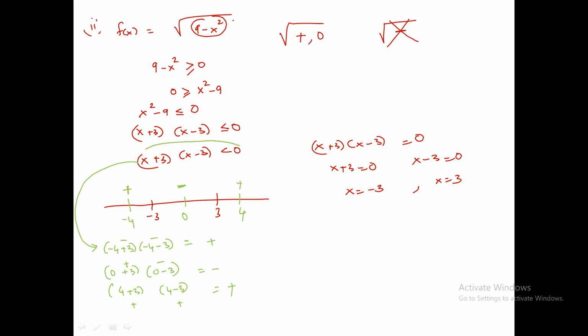But we don't want positive, we want negative. So we have to take from here to here. Minus 3 to 3. These values of x you get. X belongs to this interval. That means the domain, the x's you can take from minus 3 to 3, or x is greater than or equal to minus 3 and less than or equal to 3. That is the domain.